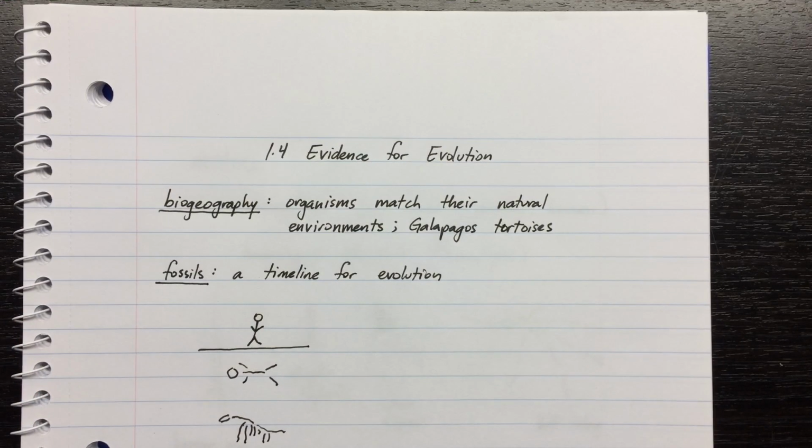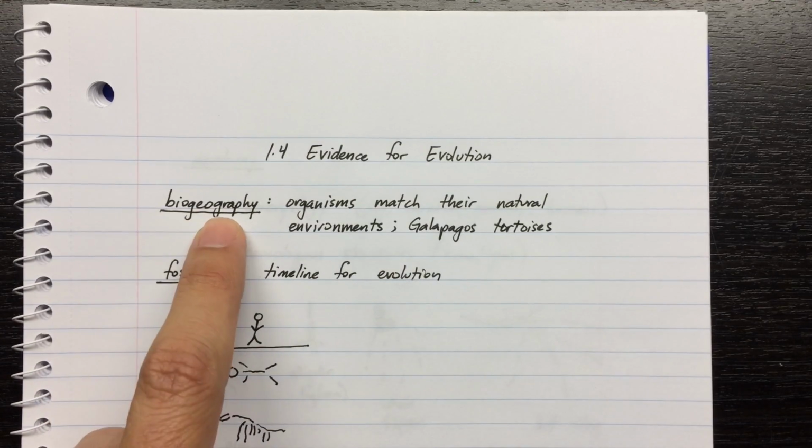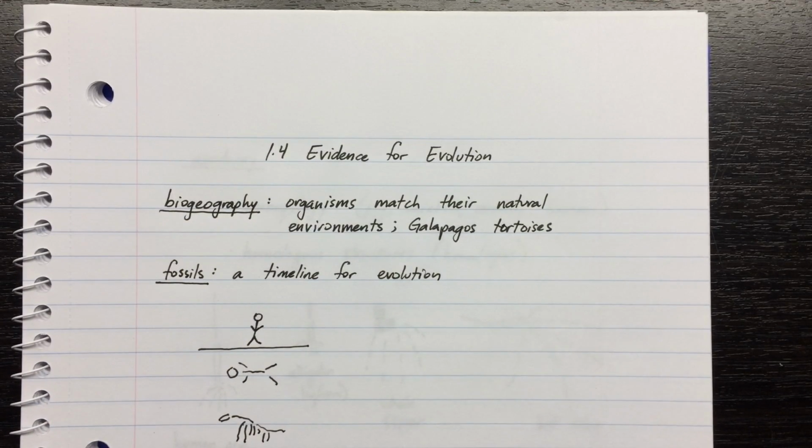Biogeography is simply the fact that organisms seem to match the natural environments they're found in. The prefix bio means life and geography is a mapping out of the world. So living things are generally adapted and accustomed to the different ecosystems they live in.